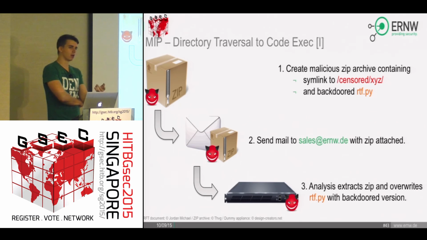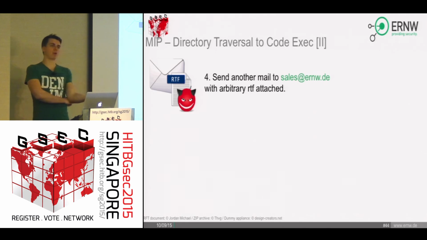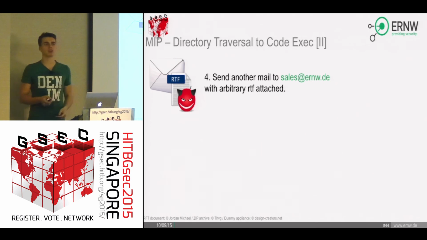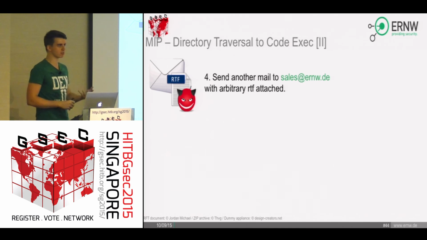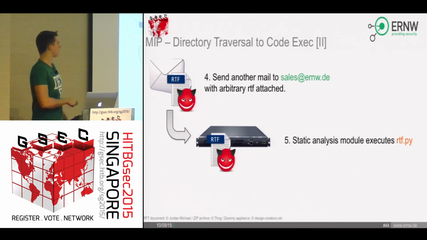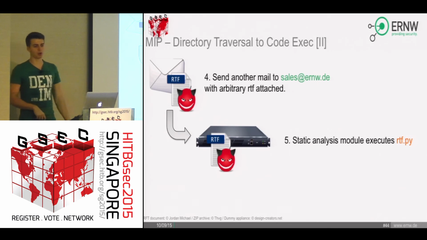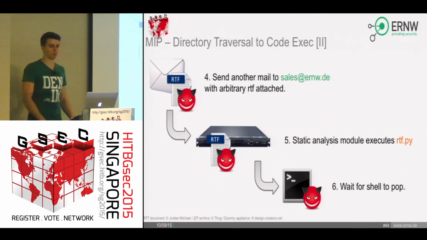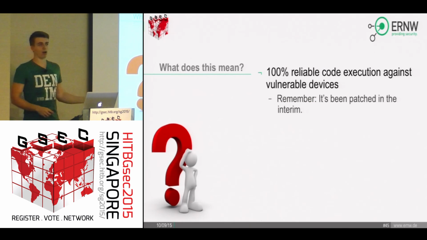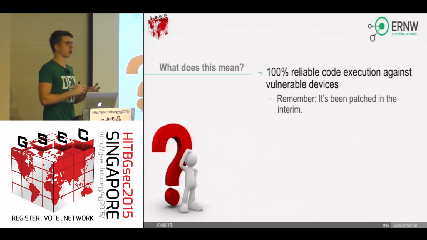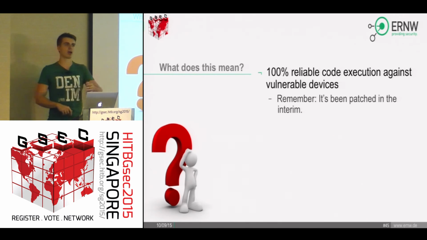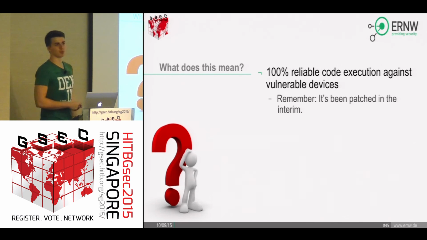And now, whenever we send another mail to an arbitrary email address at the company, we just attach an arbitrary RTF. It doesn't have to be malicious, it just has to have the right file type. This will then trigger the static analysis module, which in turn will execute the rtf.py, and then we just wait for our shell to pop. And this is a cool bug, because this is 100% reliable code execution against every vulnerable device. And every vulnerable device means version 1, the first stuff they ever released, to everything not patched after we reported this.